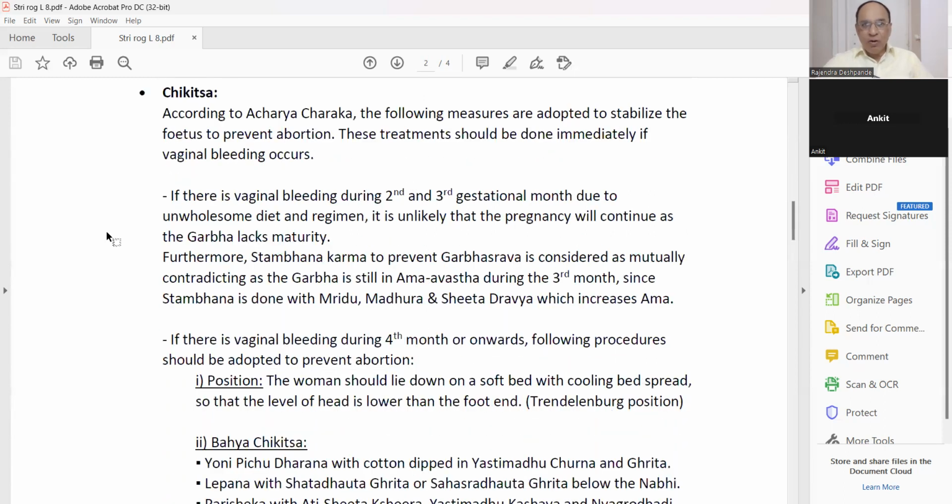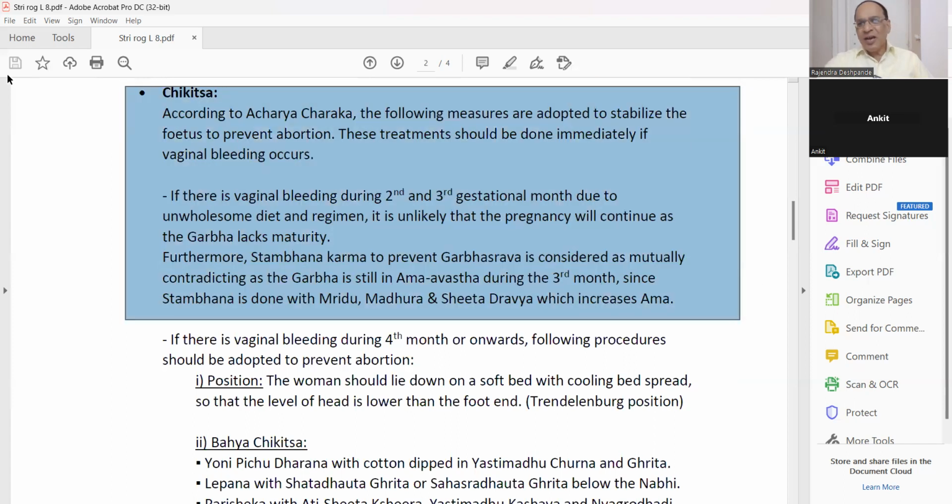Okay. Now we are talking about the Chikitsa. This is the second page. Can you see? I will mark for you. Don't worry, be happy. Chikitsa is the treatment or management for Garbhasrava and Garbhapat, miscarriage and abortion. According to Charak, to stabilize the fetus, to prevent abortion, try, don't cry. You must try to avoid the further progress of the miscarriage and abortion. These treatments should be done immediately, very urgent, if vaginal bleeding occurs.